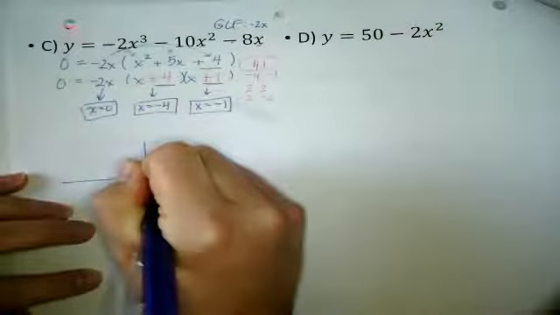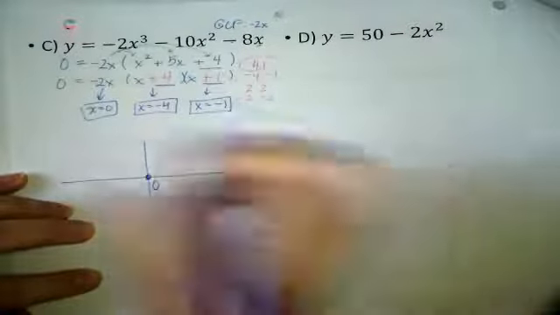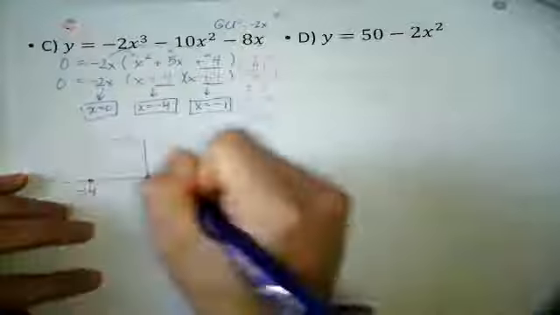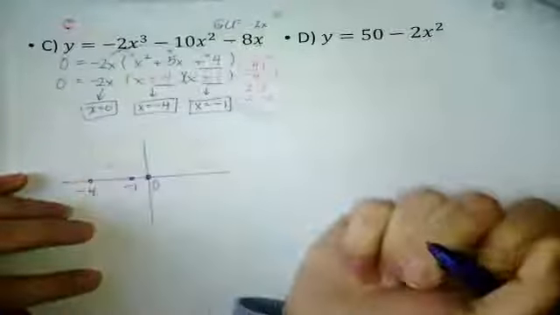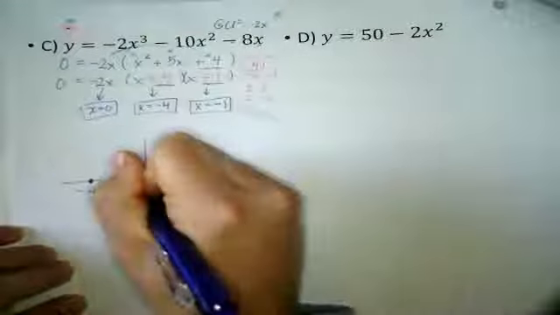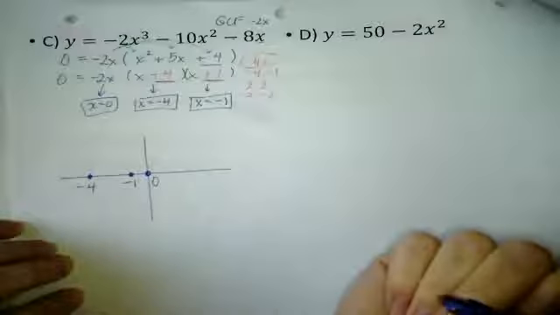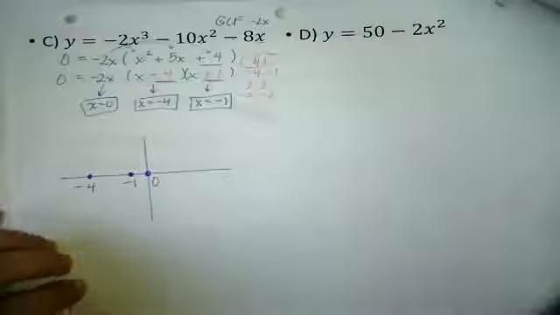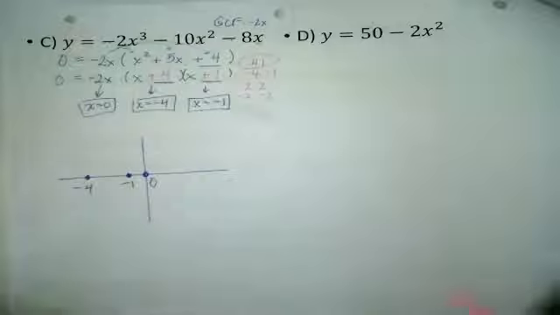So I'm going to plot those x-intercepts, those zeros. Here we have a negative 4. Oh, and here we have a negative 1. Really simple graph. It does not take any time. Don't obsess over it. Let's see, which direction does this cubic go?